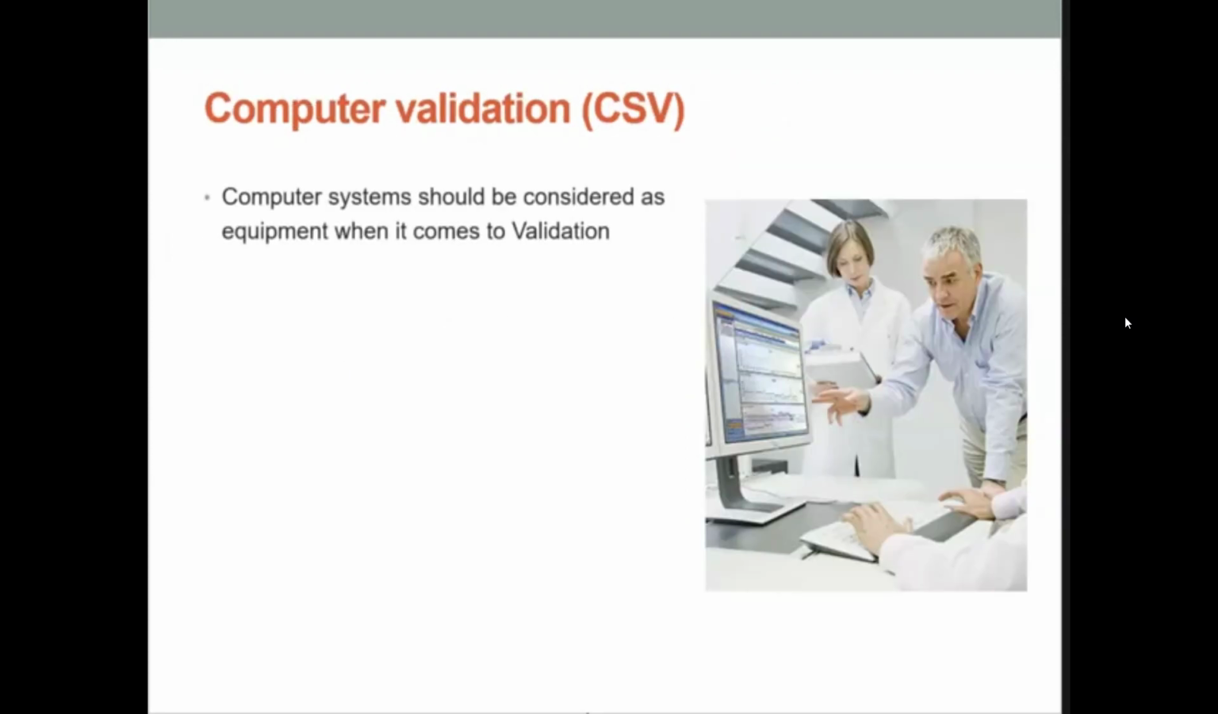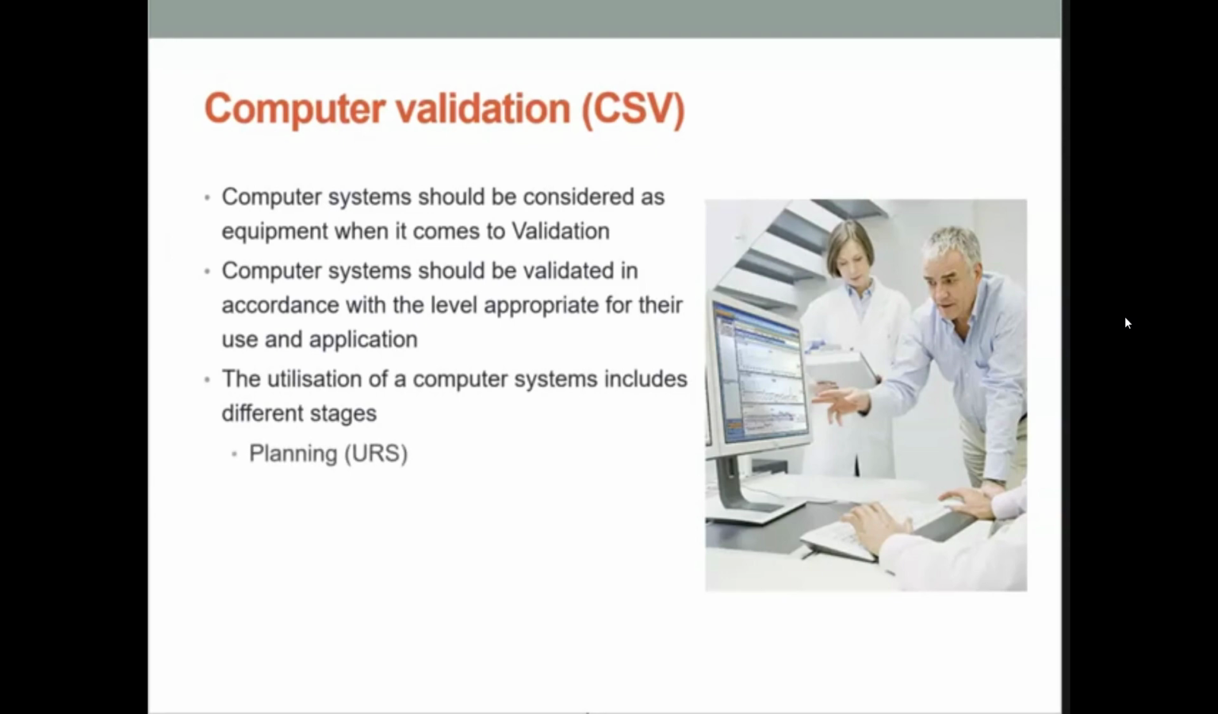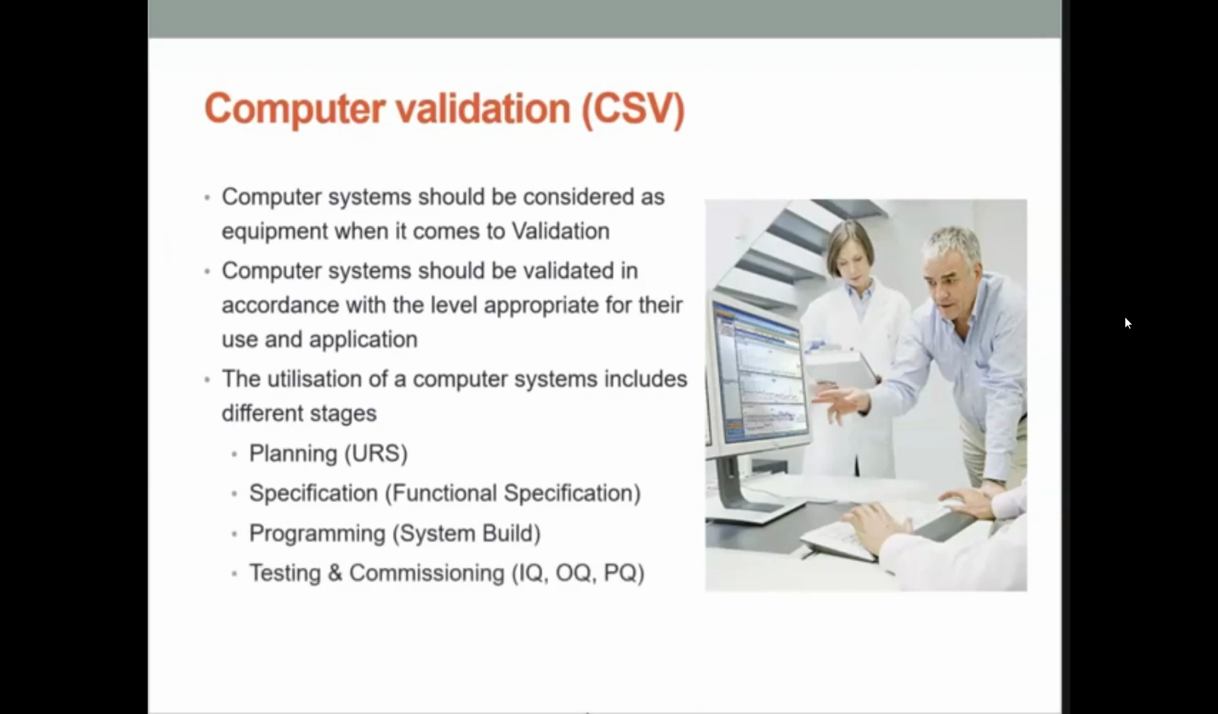Computer systems should be considered as equipment when it comes to validation. Computer systems should be validated in accordance with the level appropriate for their use and application. The utilization of a computer system includes different stages: planning, your URS; specification, your functional specification; programming, the system build; testing and commissioning, including your IQ, OQ, and PQ; document operation; and monitoring and modifying.